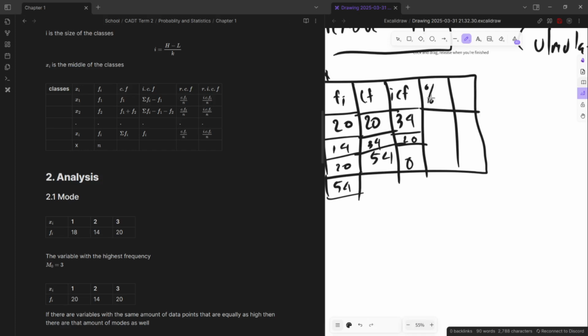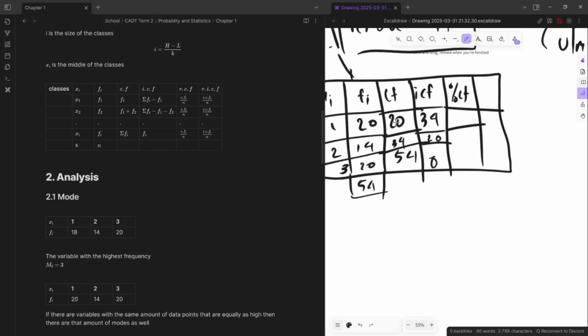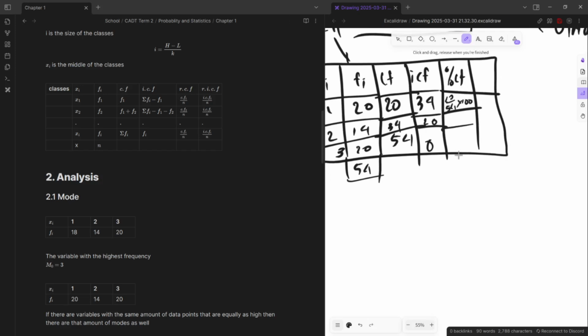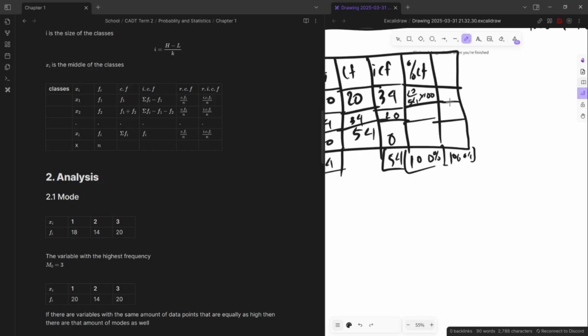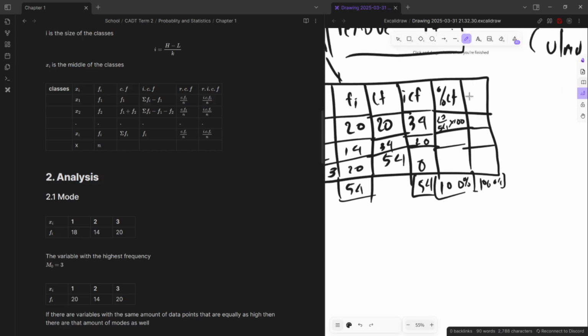And the percentage of the cumulative frequency. We just take this 20 divided by 54, and then we times it by 100. We get a percentage, and so on and so forth. All these should add up to 100%. So should these. These should add up to the 54. And this is just using the percentage of the inverse.